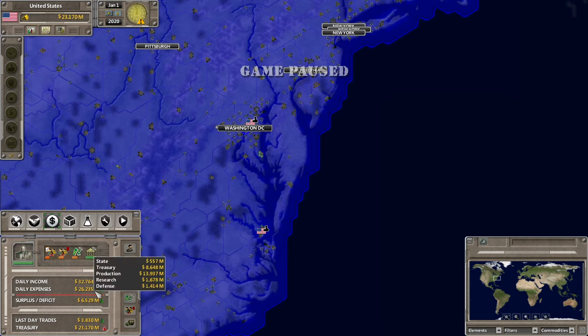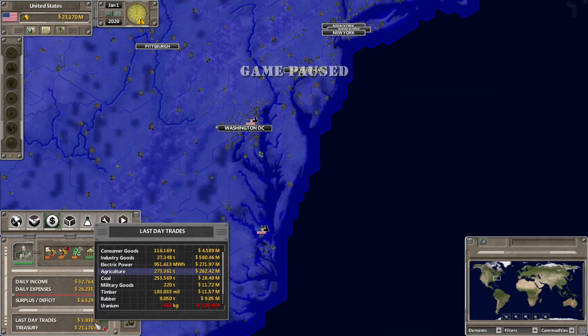We can see some examples of where our money is going, and we can see our surplus and deficit here to show us: is our budget making us money? Is it losing us money? Now, don't take that as a "should I be making money right now?" Because another thing that matters is your last day trades.